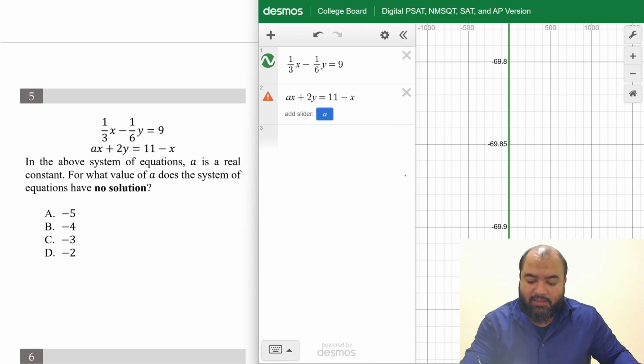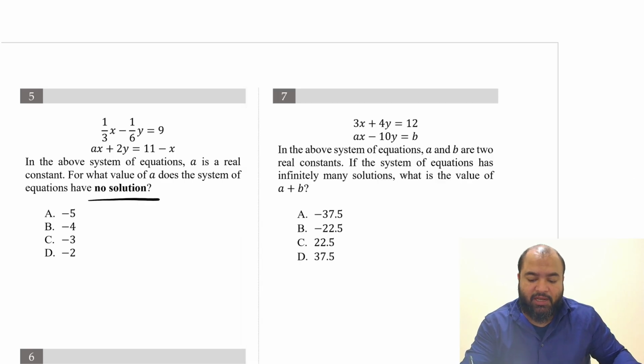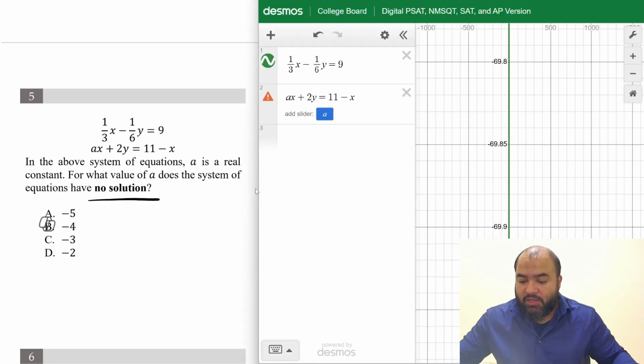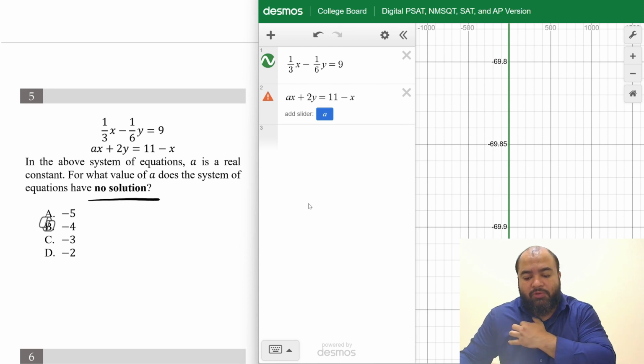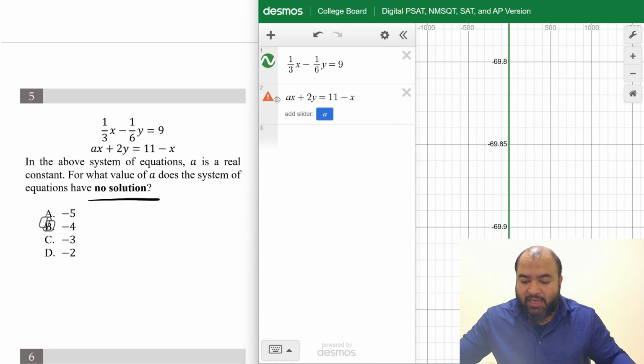For question 5, that's another one. They're asking for the system of equations to have no solution. We're going to use Desmos for this because this one is a little bigger. The one we did before was easier. This one, I just typed it in. But the problem is, you see a, and what does it say? Too many variables. Try defining a. So we have to define a.